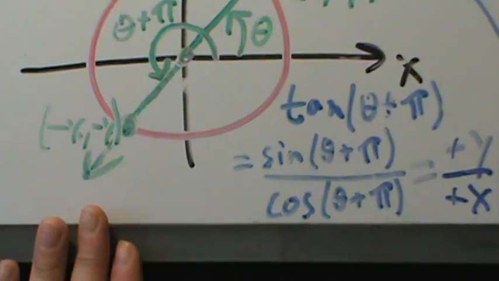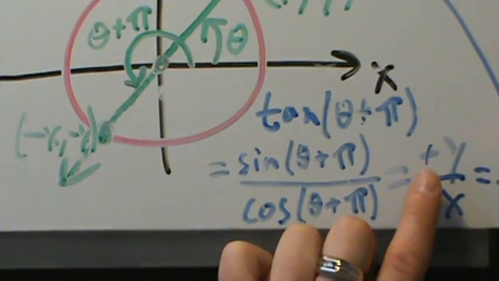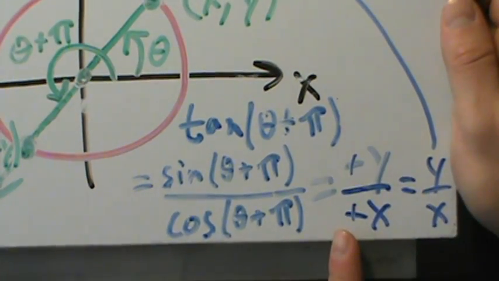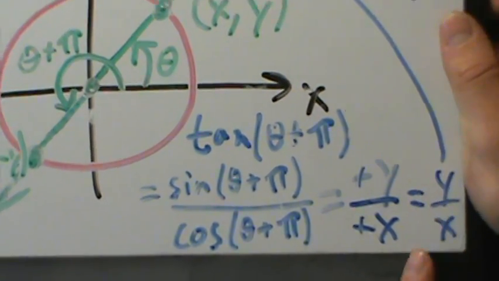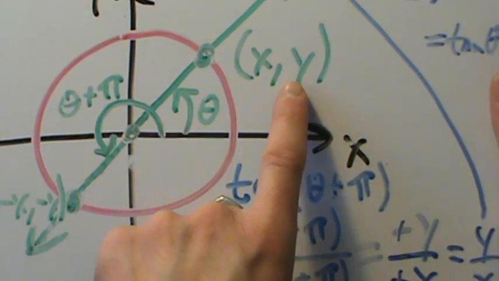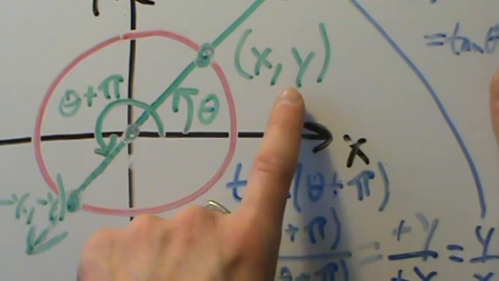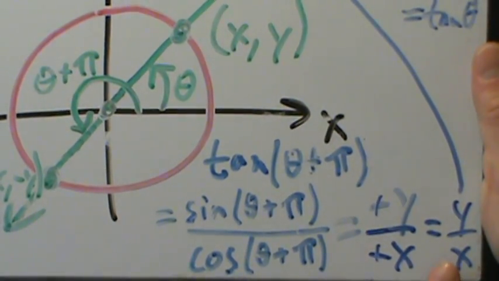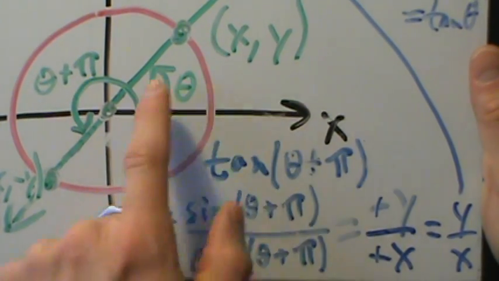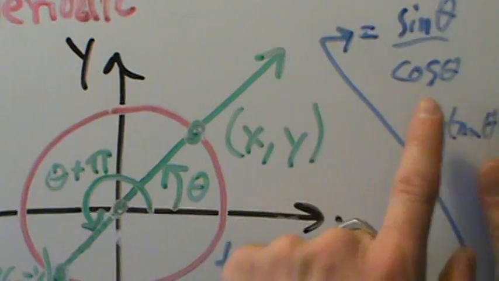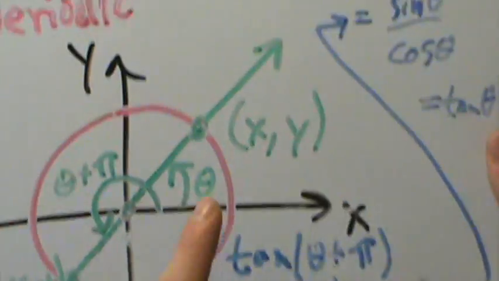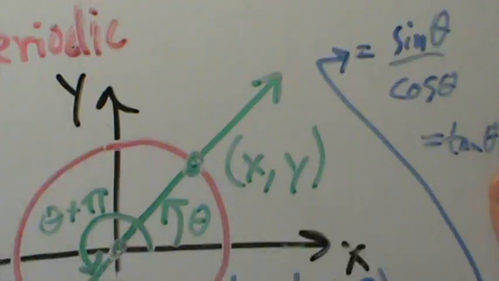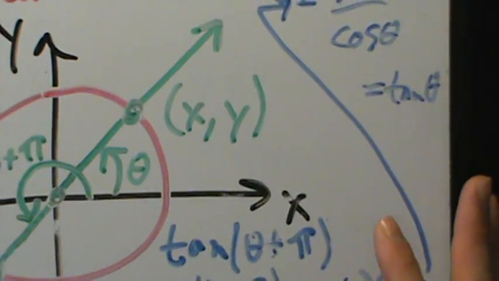Continuing here, sine of theta plus pi is negative y, cosine of theta plus pi is negative x, negative y divided by negative x, the negatives cancel, we get y over x. What is y? If we go back to our unit circle here, y is the y-coordinate where theta hits the unit circle. What's the y-coordinate where theta hits the unit circle? That's the sine of theta. What's x? X is the x-coordinate where theta hits the unit circle. What's the x-coordinate where theta hits the unit circle? That's the cosine of theta. So y over x is just the sine of theta divided by the cosine of theta, which from the quotient identity is just tangent of theta. What that tells us is that tangent of theta plus pi is the same as tangent of theta.